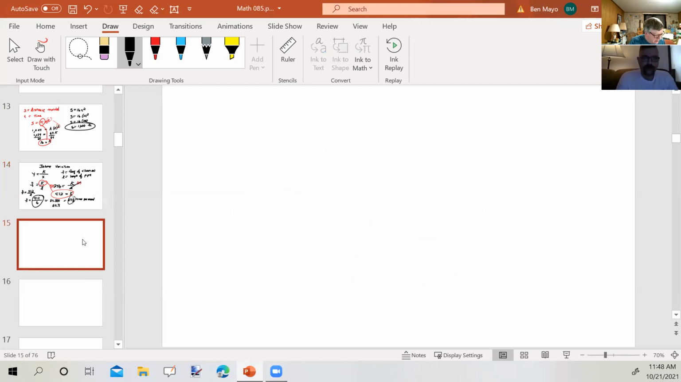The final form of variation we're going to look at is called joint variation. The general form of that is y equals kxz. Have you ever had a joint checking account?